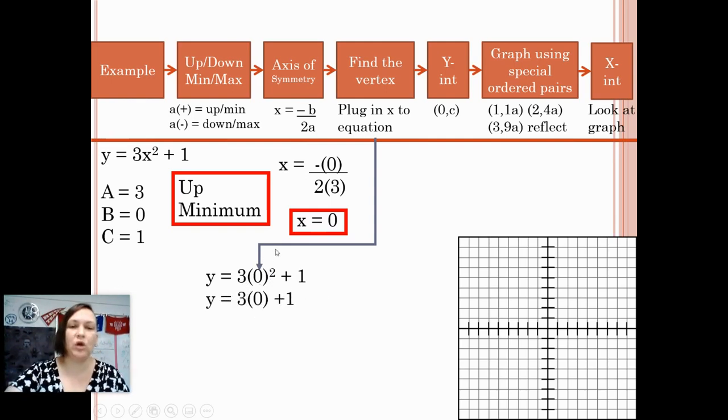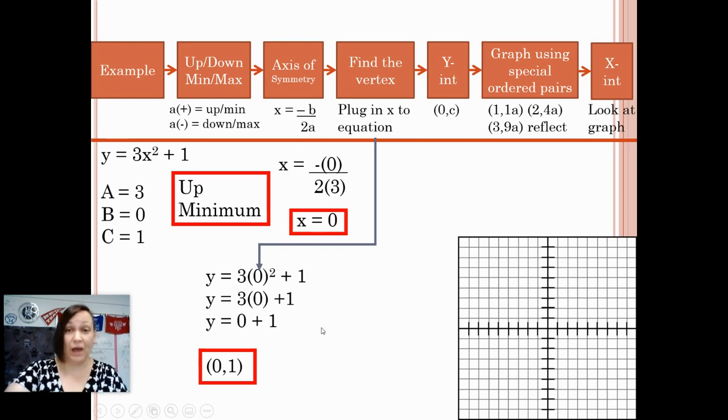So if your axis of symmetry is 0, your y-coordinate for your vertex is just going to be your letter c, which is 1. So 0, 1 is my vertex. That also happens to be my y-intercept. When your letter b is missing, your vertex and your y-intercept will be the same. That will always happen.